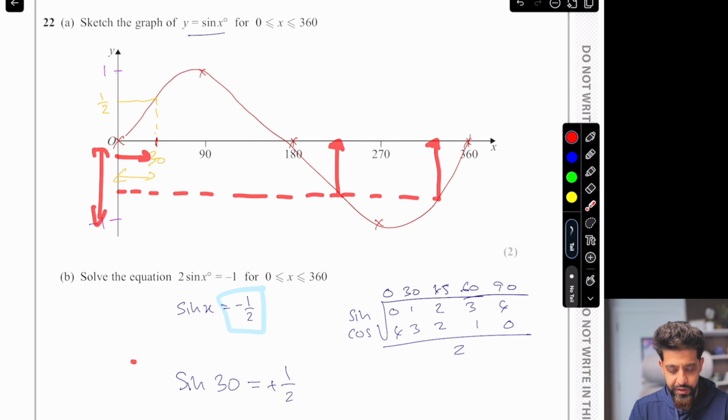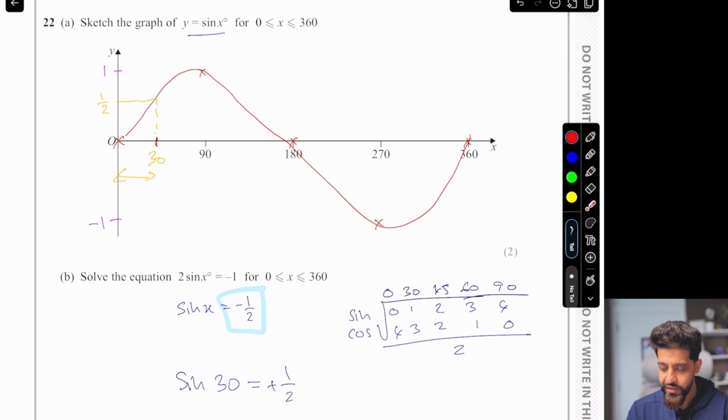But the important thing was that you understand the gap here is 30. The gap here is also 30. So the gap here is going to be 30 and the gap here is going to be 30. So to find out what these angles right here are, just take away that 30 from there. Okay, so minus a half somewhere there. All right, so we know that this here is 30.